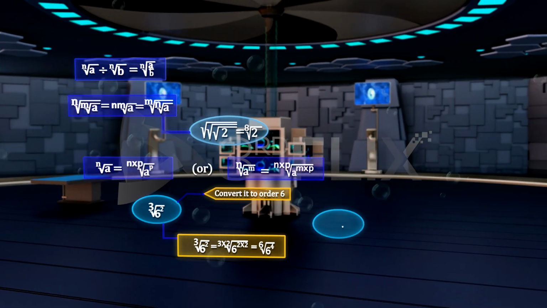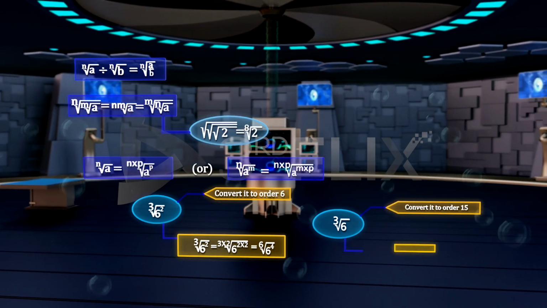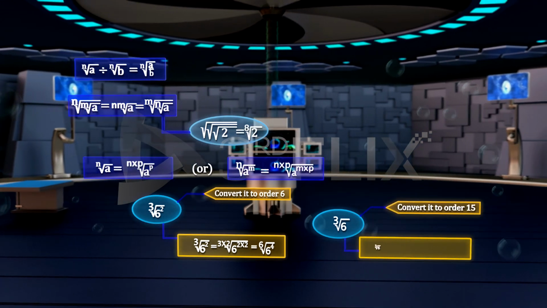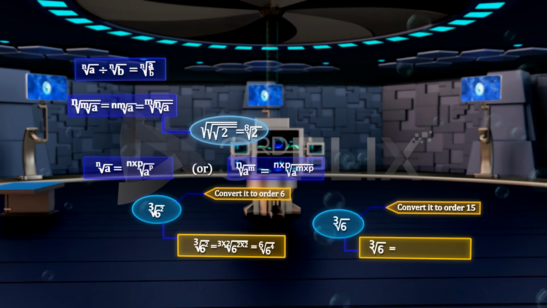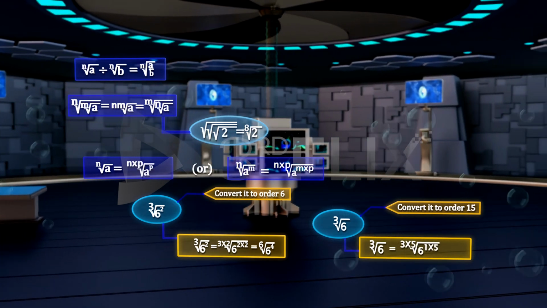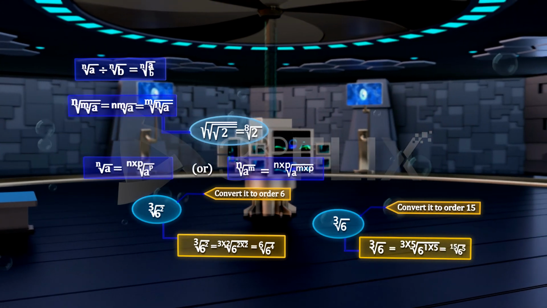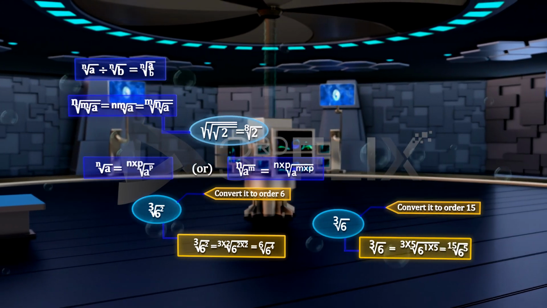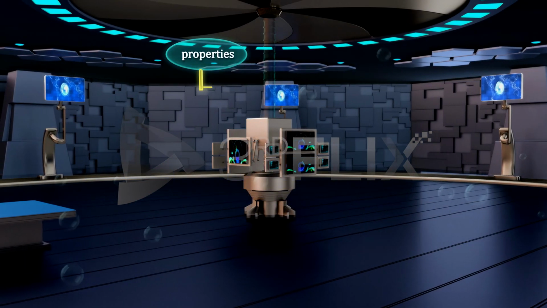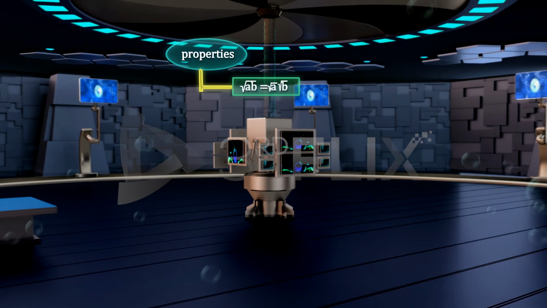Example, cube root 6, make its order 15. Then cube root 6 equals 3 into 5th root of 6 power 1 into 5 equals 15th root of 6 power 5. Properties: root of AB equals root A root B.